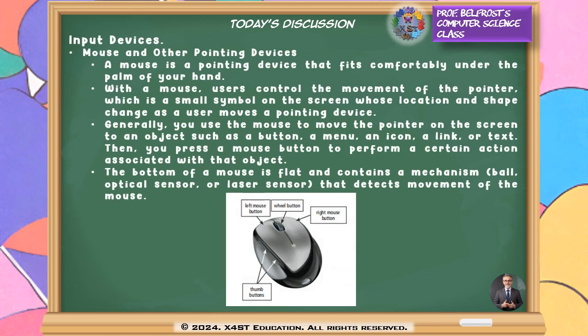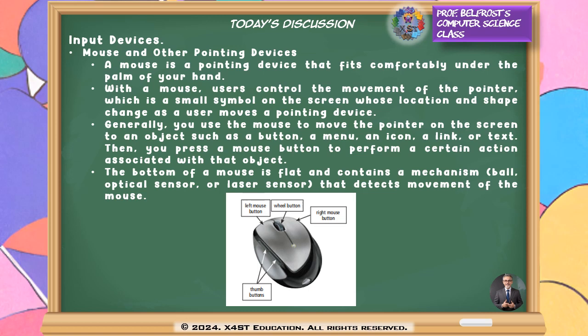Okay, the mouse. What is a mouse? A mouse is just a pointing device that fits comfortably in the palm of your hand, where users can use it to control the movement of a pointer, which is just a small symbol on the screen, whose location and shape change as the user moves the pointing device. Generally, when you use the mouse to move a pointer on the screen to an object, such as a button, a menu, an icon, a link, or a text, then you click or press a mouse button to perform a certain action associated with that object.